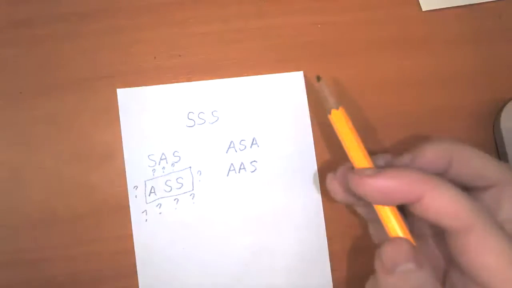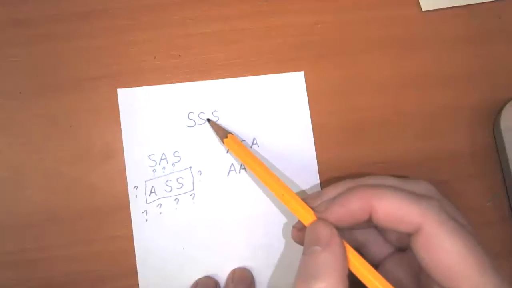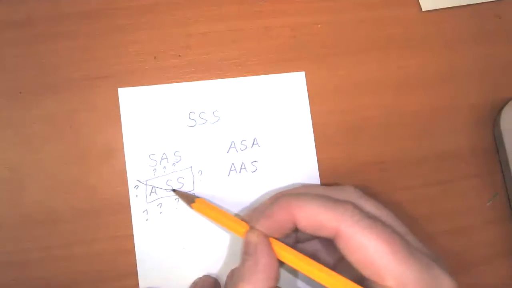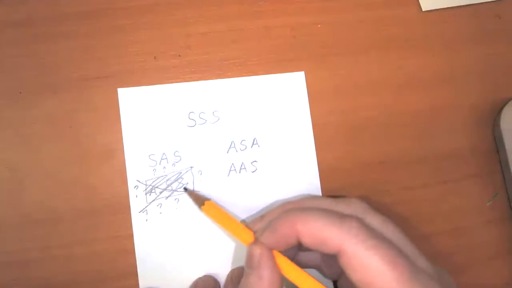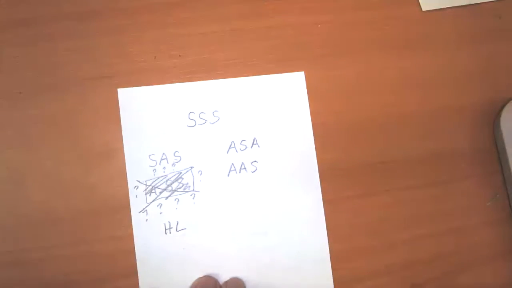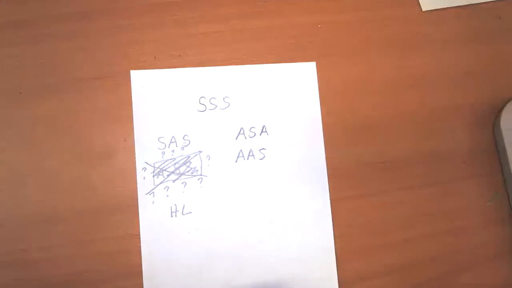Okay, so let's take a look at what we've got. So here are our 5 congruence theorems. We've got SSS, SAS, ASA, AAS. We figured out that this was not a triangle congruence theorem, but HL is. Okay, so here are our 5 congruence criteria.